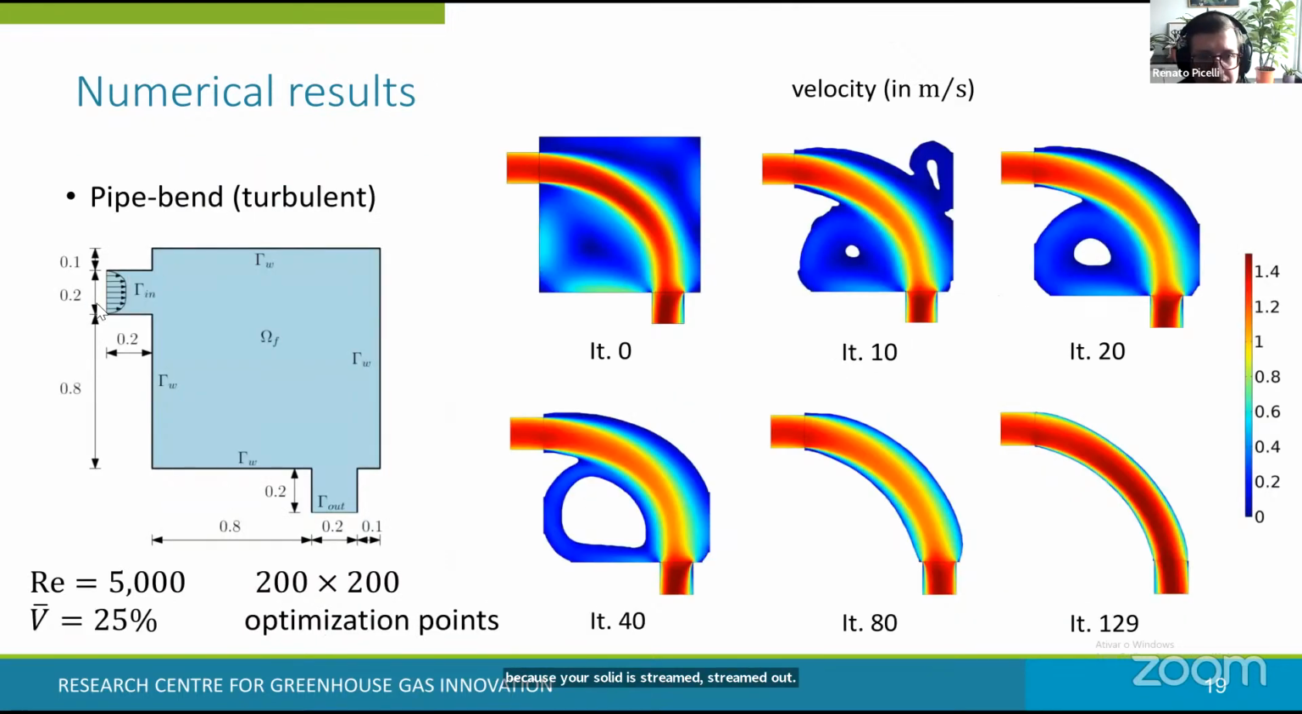Okay, so the pipe bend example again, but now turbulent flow. We have here an inlet velocity. We are using a Reynolds number up to 5,000 at this point. We have a fixed optimization point, and here you see the solutions, how the geometry trimming or the TOBS approach evolves. So we start with a full fluid design. You don't need to start with a full fluid design if you don't want, but this example does. And then you see in 129 iterations how it evolved.